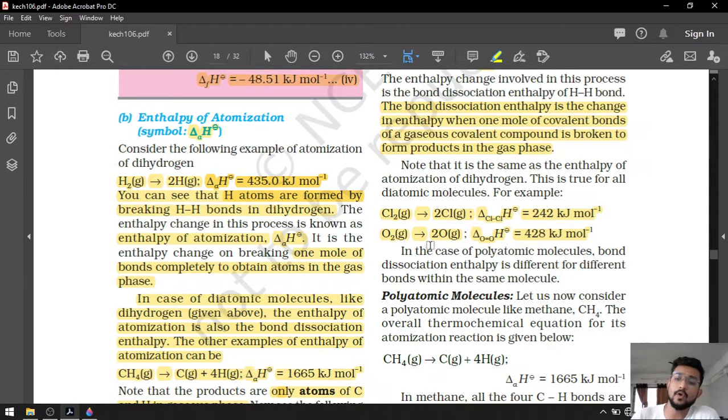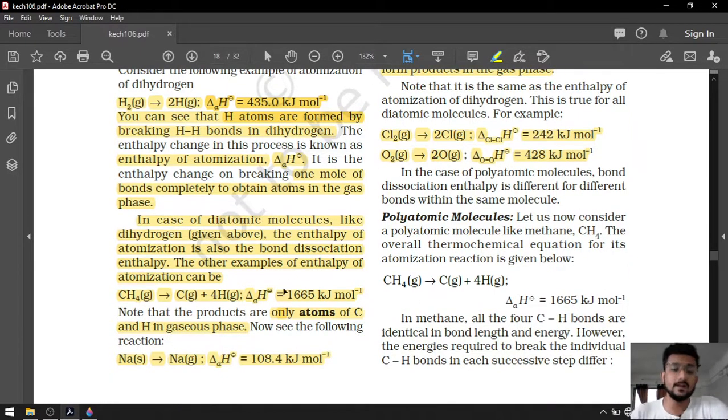In the case of polyatomic molecules, bond dissociation enthalpy is different from the bond enthalpy of the same molecule. Suppose we have CH4. We have discussed that already in the atomization enthalpy. In the atomization enthalpy, a total of 4 bonds will be broken. Look at this, this is the atomization enthalpy.